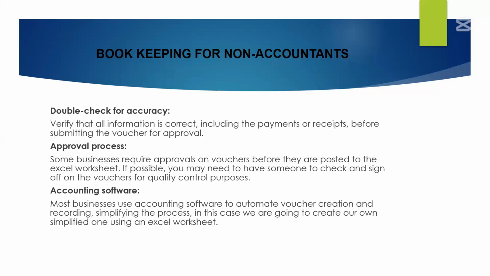The next 3 procedures are for quality control. So we're going to double check for accuracy. We're going to verify that all information is correct, including the payments or receipts, before submitting the voucher for approval. For approval processes, some businesses require approvals on vouchers before they are posted to the Excel sheet. If possible, you may need to have someone to check and sign off on the vouchers for quality control purposes.